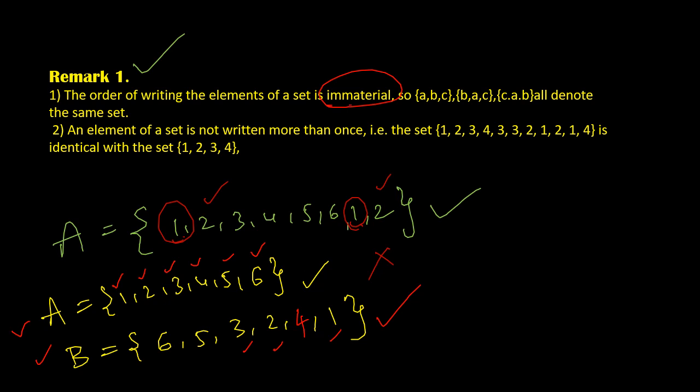So I can say that the order of writing a set is immaterial, so there is no importance of the order. So ABC is the same as BAC, which is also the same as CAB, which will denote the same set. Agree? And also one more thing I already said: in a set, elements are not repeated. So actually this is not the correct way of writing a set. This is a way of writing. Agree? If you have any doubts up to here, you can mention.